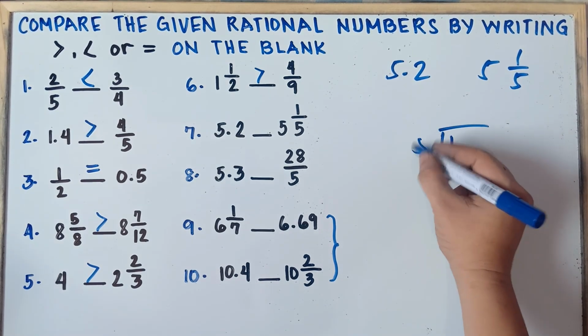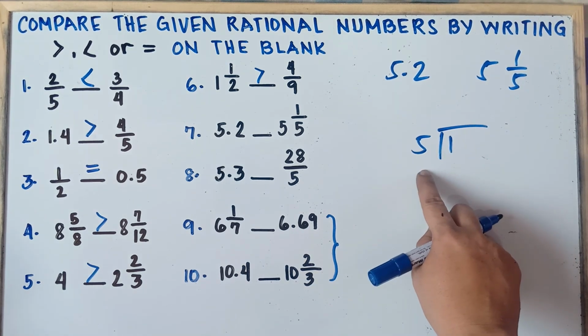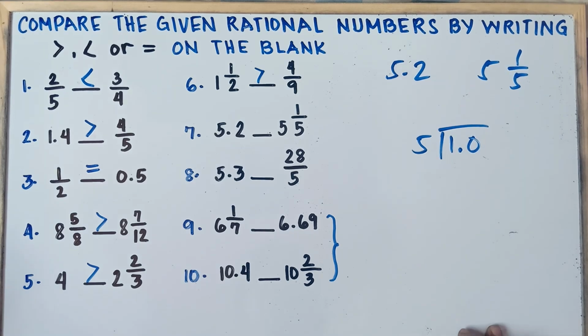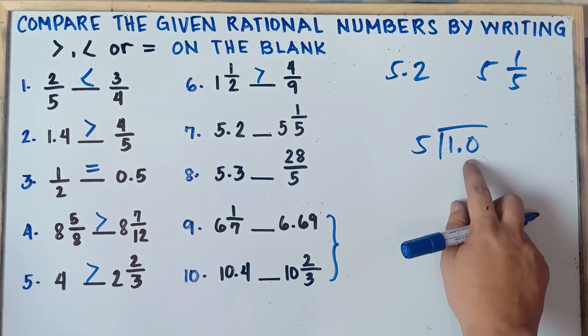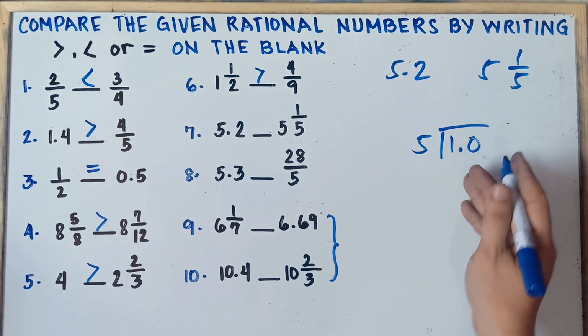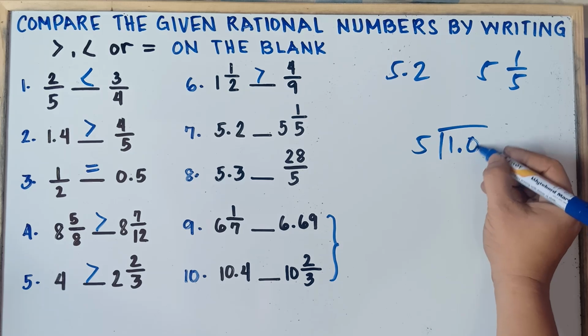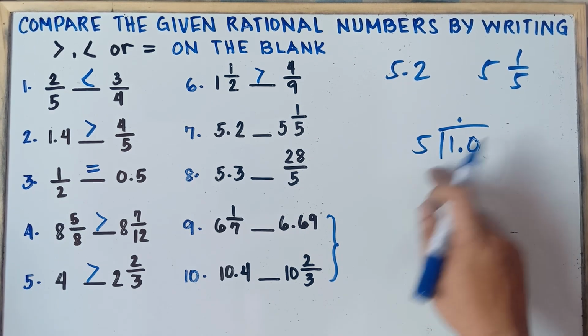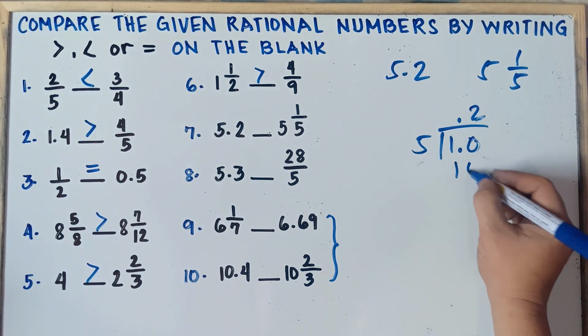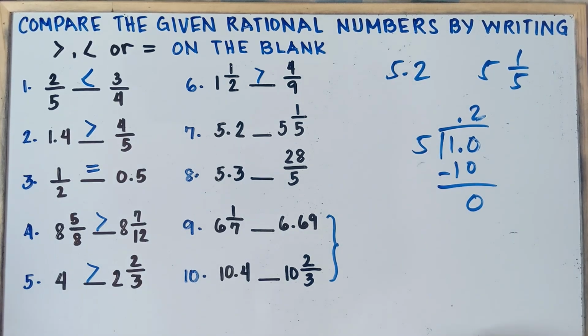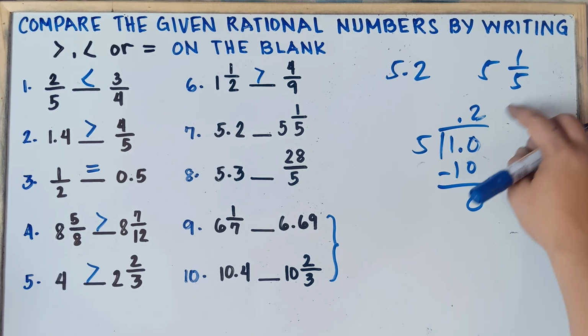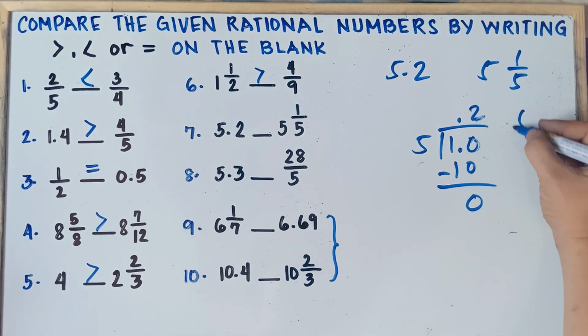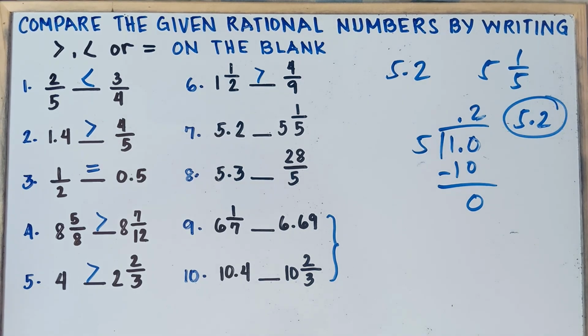1 divided by 5. So 1 divided by 5, that cannot be. We need to add 1 0. Alright, and this becomes 10. 10 divided by 5, that's 2. Once again, class, you align the points. Once you add 1 0, you put a point on the top. Then 10 divided by 5, that's 2. 2 times 5 is 10. Subtract, that is 0. So therefore, 1 over 5 is equivalent to 0.2. So this will be 5.2. Alright, 5 and 1/5 is the same as 5.2. Therefore, this is equal.